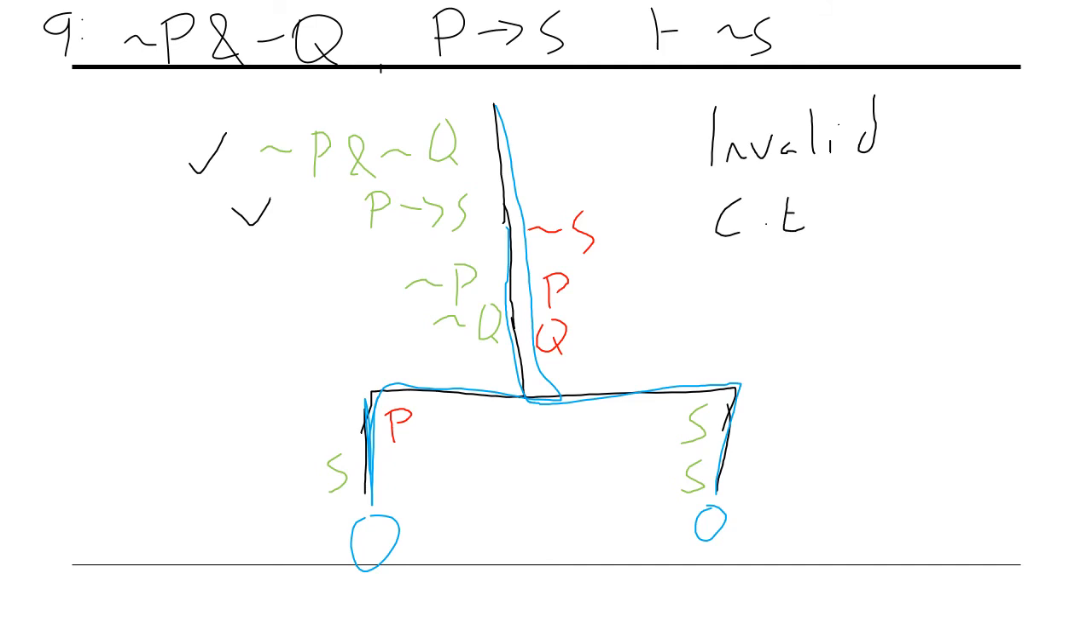So since it's invalid, we need a counterexample. We need each of our letters, which are P, Q, and S. I'm just going to look at this one right here. S is on the left-hand side, so that's true. P is on the right-hand side, so that's false. Q is also on the right-hand side, also making it false. So there's our counterexample, and it's invalid.